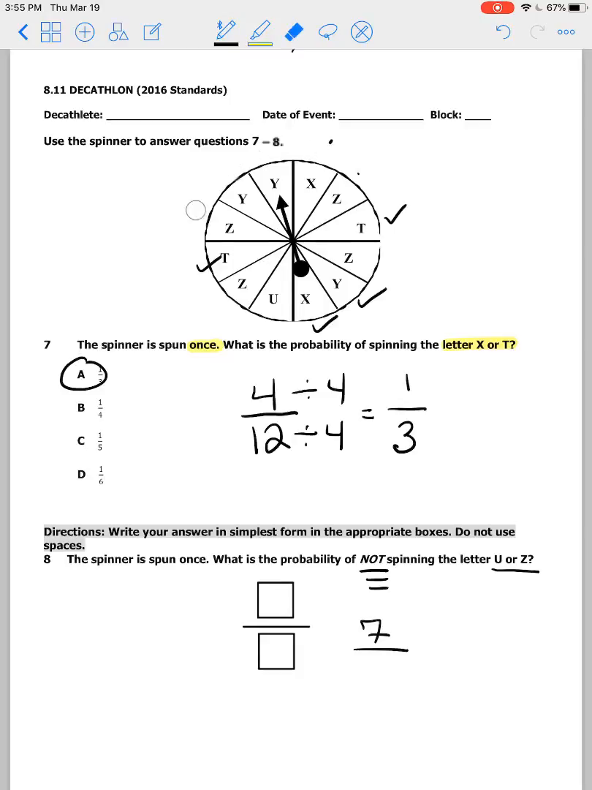Then we need the total number of outcomes. So 1, 2, 3, 4, 5, 6, 7, 8, 9, 10, 11, 12. So it's 7 out of 12.